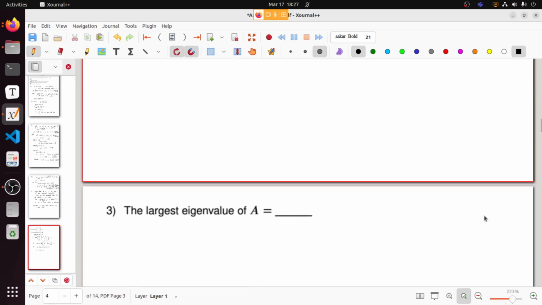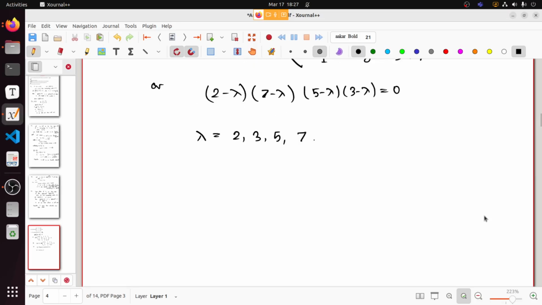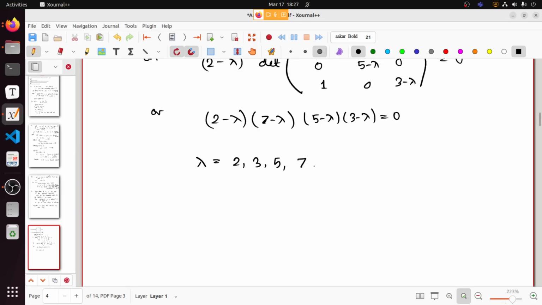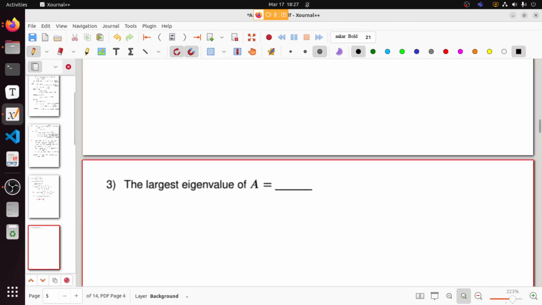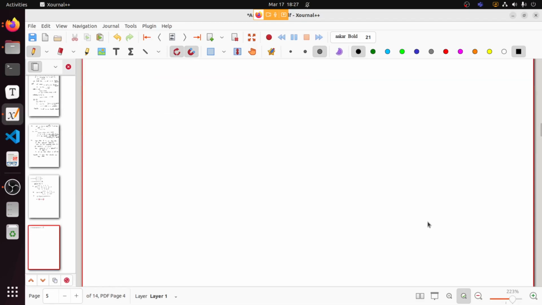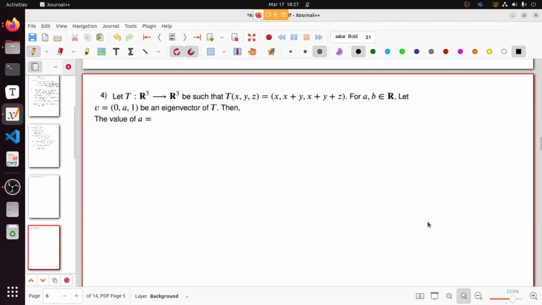And what is question number 3? There you have to find the largest eigenvalue. So what is the largest eigenvalue? Here it is 7, right? 7 is the largest and 2 is the smallest. So the largest eigenvalue of A is 7. So question number 3 is also done. Let's move to question number 4.